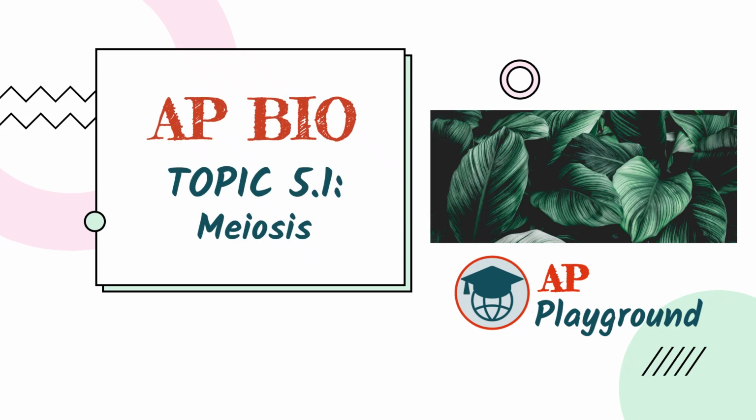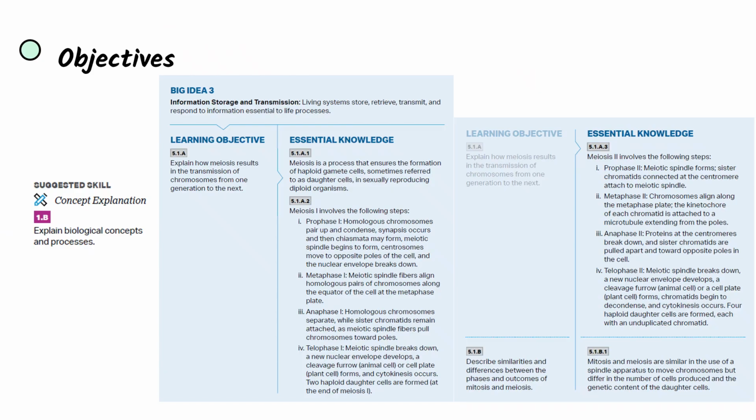Today we're covering topic 5.1, meiosis. As the title suggests, today's topic is all about meiosis, and we'll be looking at all of the steps that make up meiosis, including both meiosis 1 and meiosis 2, and we'll end by comparing mitosis and meiosis. Our suggested skill is Concept Explanation 1B, explain biological concepts and processes.